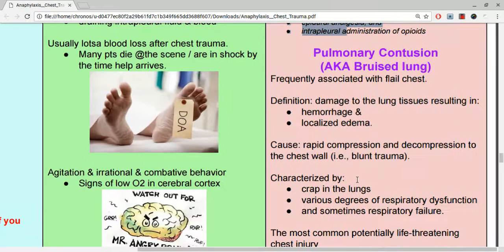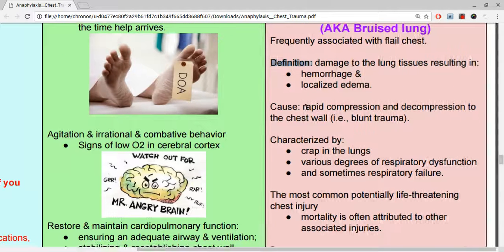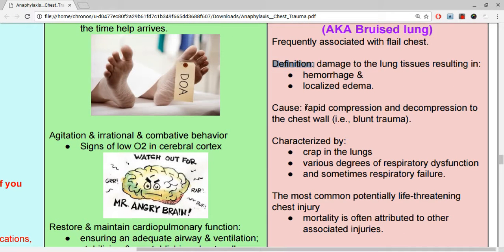It's frequently associated with a flail chest, so if you got hurt so bad that 3 or more of your ribs got broken, then most likely your lung got bruised in the process as well, which is why they're associated with one another. Definition. Basically, you have a bruised lung. There's damage to the lung tissues, and that results in bleeding and edema. Cause. The cause is rapid compression and decompression to the chest wall. Basically, you get hit in the chest.